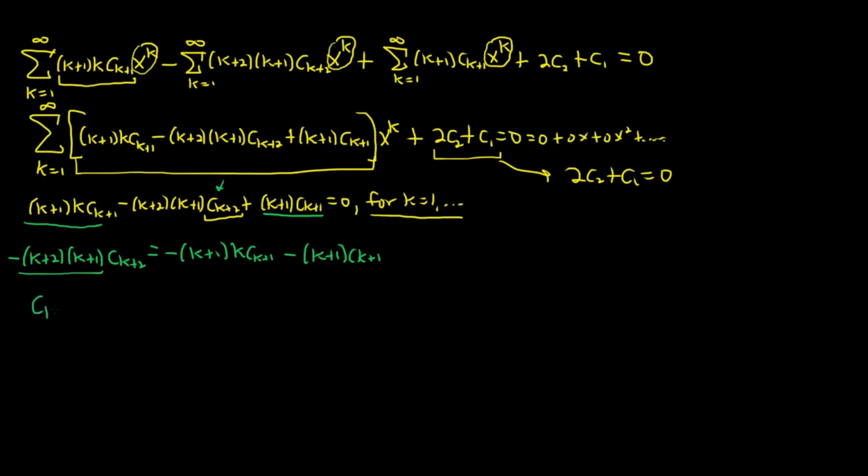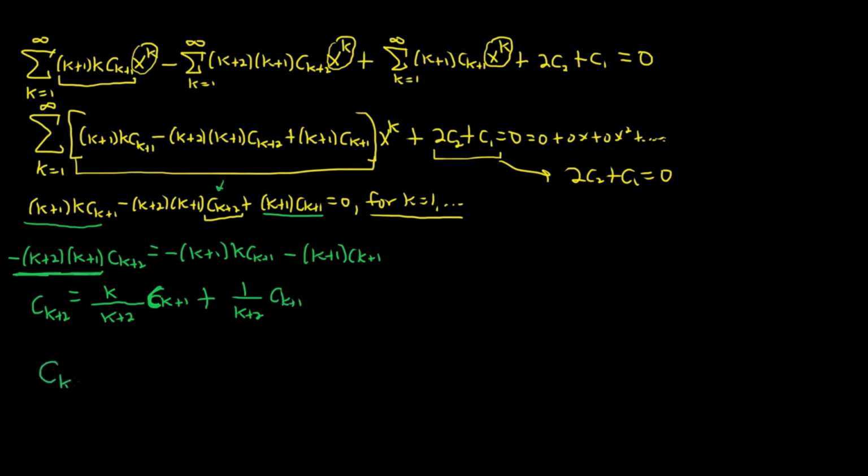So we have c sub k plus 2 equals. Dividing by this whole piece here, that's going to give us k over k plus 2, c sub k plus 1, right? Because we're going to lose the k plus 1 there, and then plus, looks like we're going to have 1 over k plus 2, c sub k plus 1. So we can rewrite this in a better way.